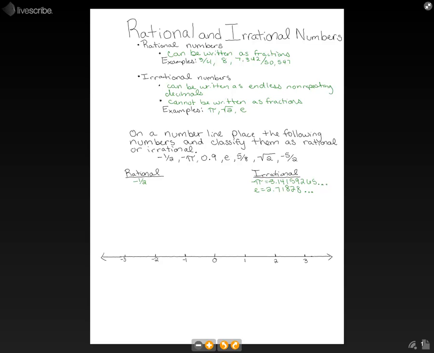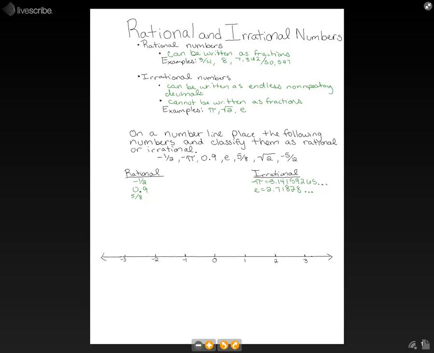Looking back up to our list here, we have 0.9. Well, 0.9 is a decimal, but it has a definite end to it. And we know we can also write that as a fraction, like 9/10. So that's going to be a rational number. 5/8, as the fact that it's written as a fraction already shows us it's rational.